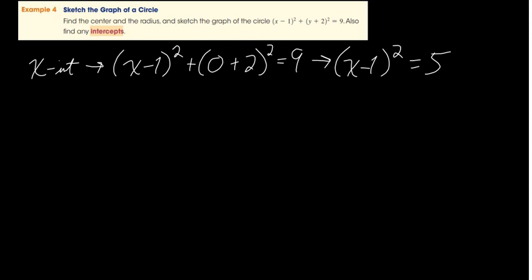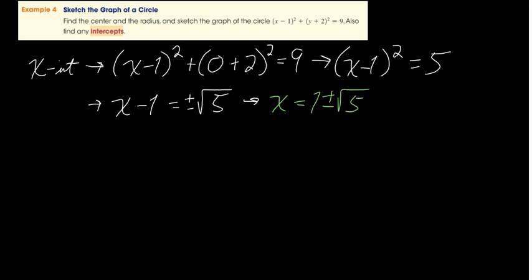Then we take the square root of both sides, so we have x minus 1 is equal to plus or minus the square root of 5. Then we add 1 to both sides, so my x-intercepts are 1 plus or minus the square root of 5. I don't really know what that is off the top of my head, so we'll just do 1 plus the square root of 5 real fast.